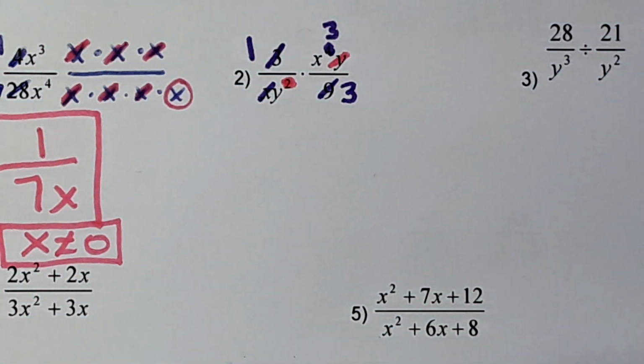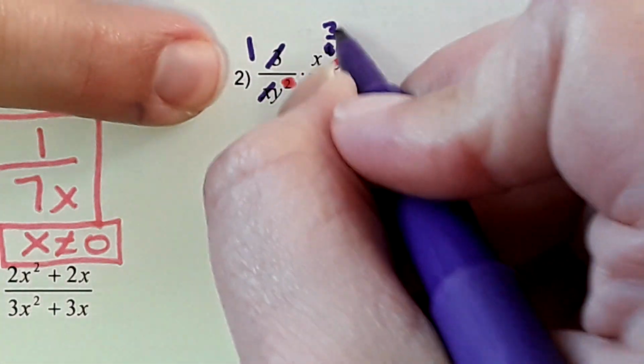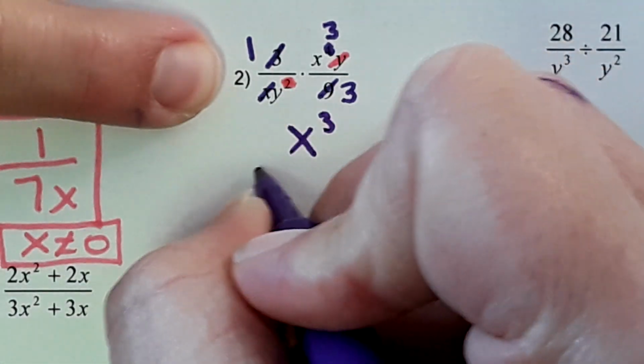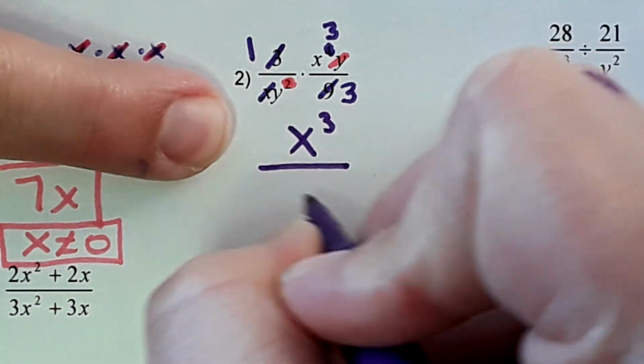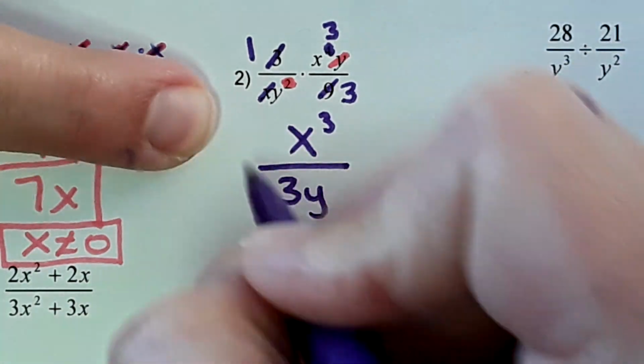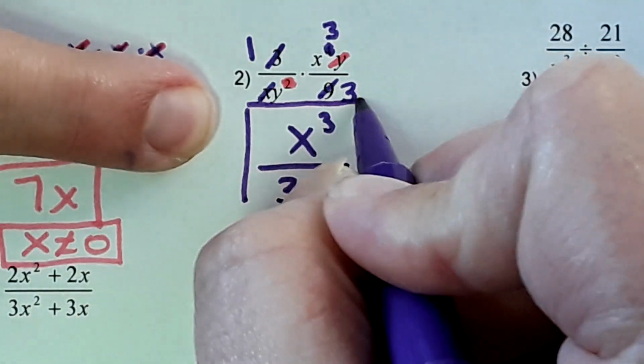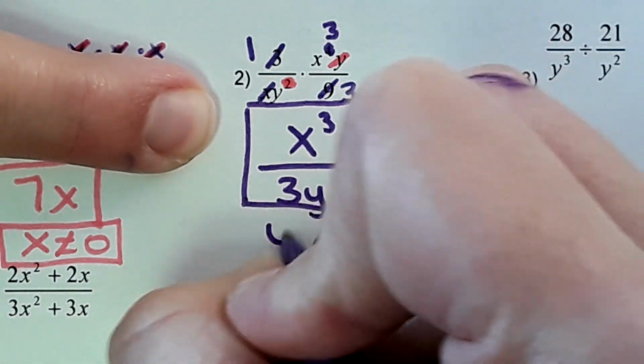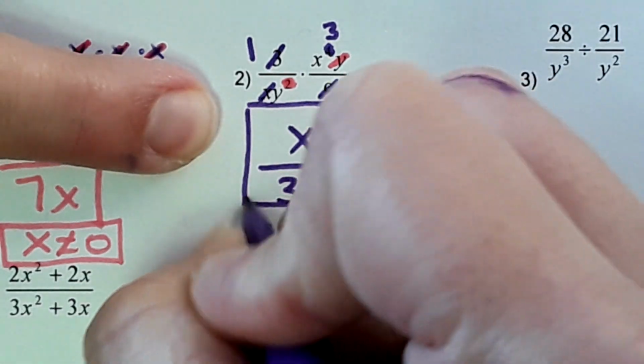So then rewriting what's left over, 1 times x cubed is just x cubed on top. And on the bottom, we have 3y. And we're done here. And y cannot equal 0.